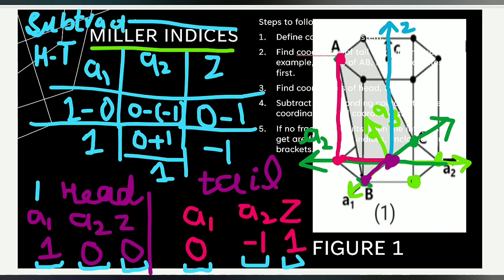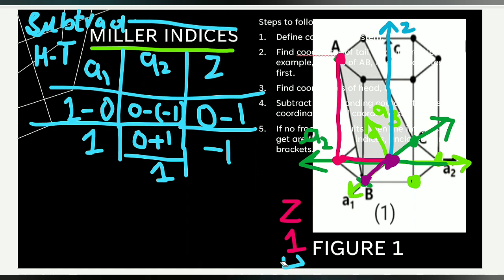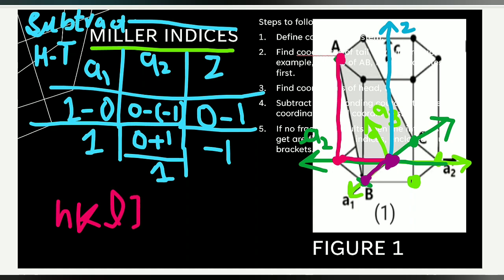Okay, and now we'll write them in square brackets to mention that, yeah, we have got a result. Okay, we have officially got it. So we'll write them. You can mention the reason that since no fraction is involved and these are the final Miller indices, and we got h, k, l, you can write it like that, these are small letters, in square brackets because it's for directions.